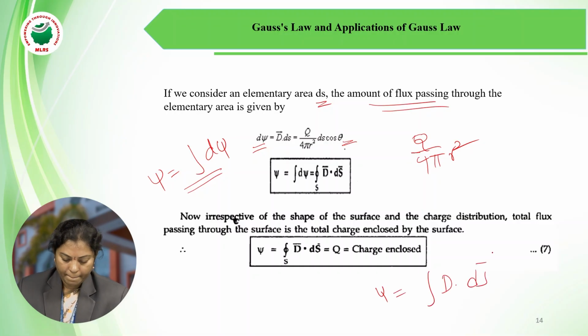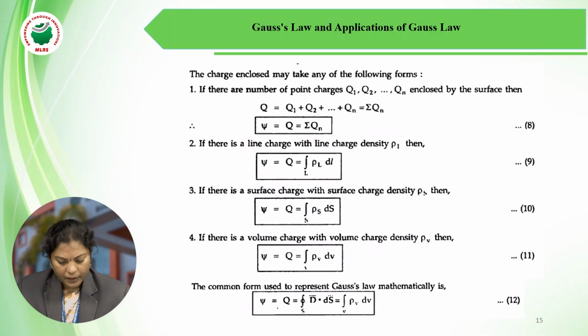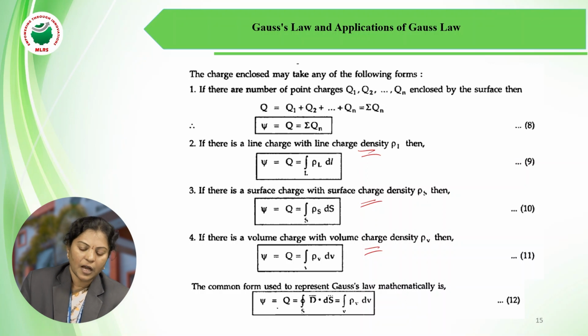Okay. So irrespective of the shape of the surface and charge distribution, the total flux passing through the surface is nothing but the total charge enclosed by that surface. That is psi equal to closed surface integral of D dot ds, that is equal to Q. So this is Gauss law. For this also we have many terms, that is line charge density, surface charge density and volume charge density. So for that we need to define the Gauss law.